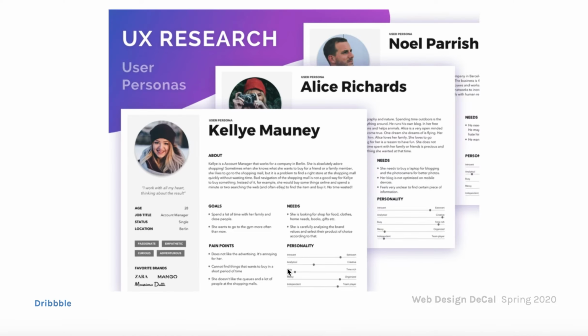Here's some examples of it. It has like jobs, title, status, location, some about information, and they can be as detailed as you need them to be. There are tons of examples of this on the internet, and I highly encourage you to read through them.